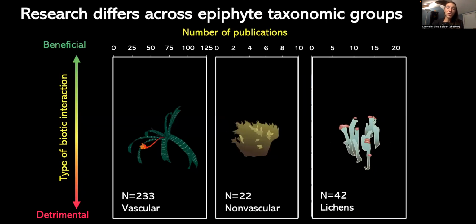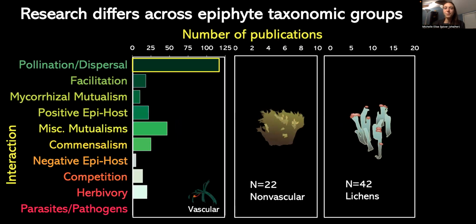I'm going to switch our next results just a tiny little bit, so I want to reorient you. Now I've actually flipped the axes. So on the x-axis, we have those number of publications. On the right is higher and on the left is lower. Same three groups, but now on our y-axis, I was really interested in digging into the impact on the epiphyte of these different biotic interactions. So you'll see beneficial to the epiphyte on the top and then detrimental on the bottom.